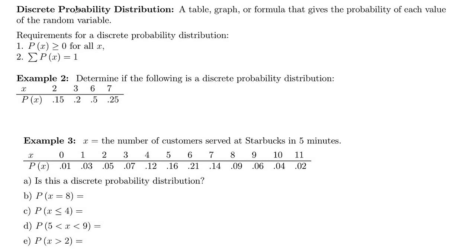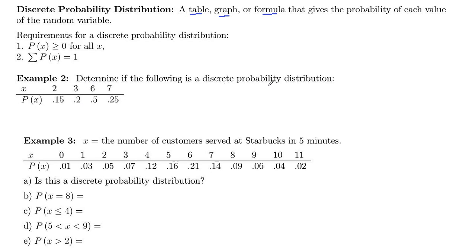So again, our discrete probability distribution is the table or graph or the formula that gives the probability of each value for our random variable. Now the requirements to have a probability distribution are that all the probabilities have to be greater than or equal to 0, no negative probabilities, and if you sum up all the probabilities for all the sample points, you'll get 1, which is 100%.